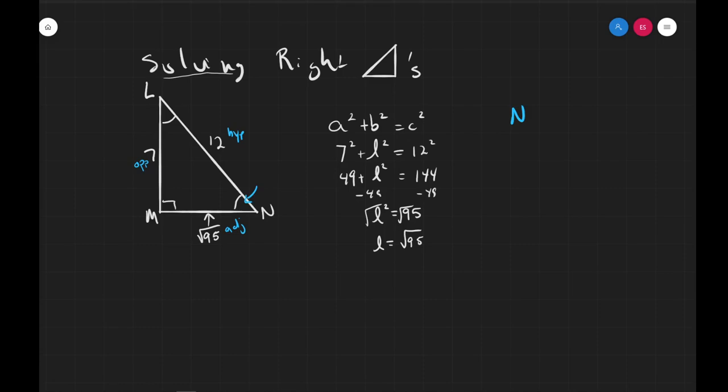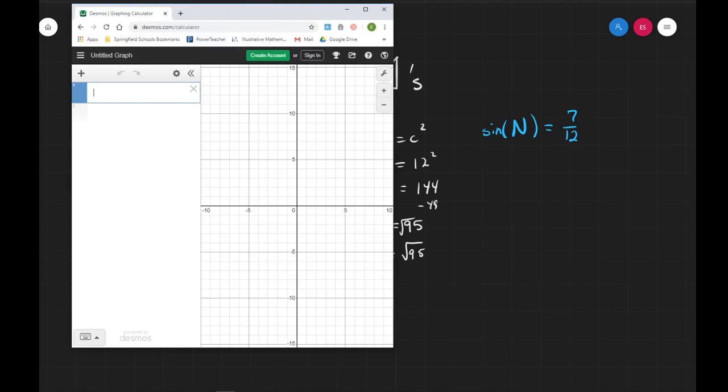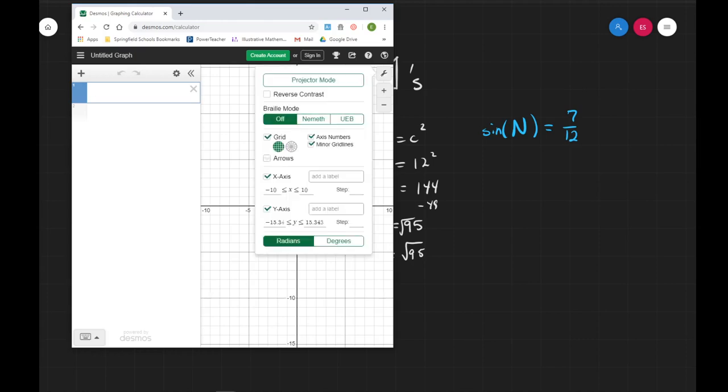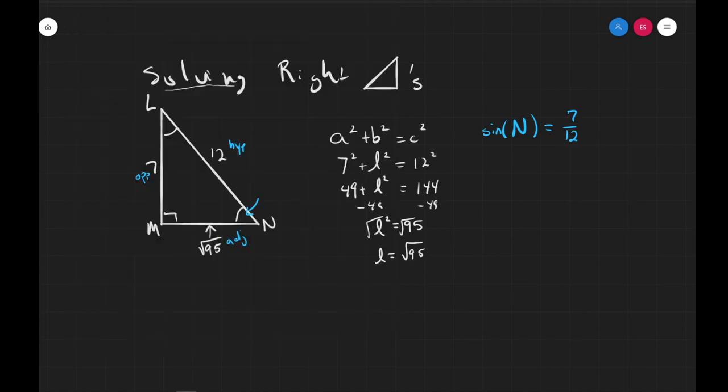Opposite and hypotenuse means I need to use sine of angle N, and sine of angle N is equal to the fraction 7 over 12. Then I'm going to get out my handy dandy Desmos and solve for N. I need to figure out what angle N is. First I'm going to switch my Desmos into degree mode, and then I need to get N by itself in this equation. To undo sine, we need to use the inverse sine, or arcsine, and when we do that, the angle and the fraction flip spots.